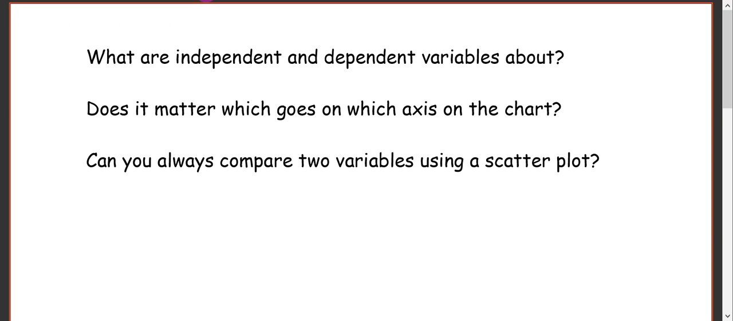Anyone? Come on, your voice will not be heard on my computer. It won't hear you. You've been writing it down on your worksheets the last couple of lessons. How do you describe a relationship? What does it mean? What are the words you use?